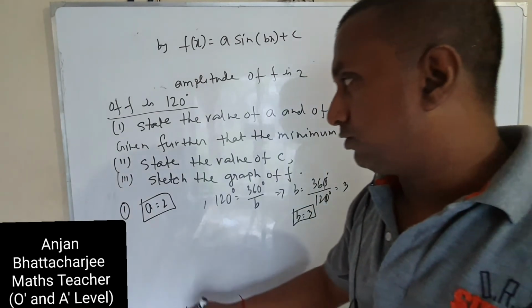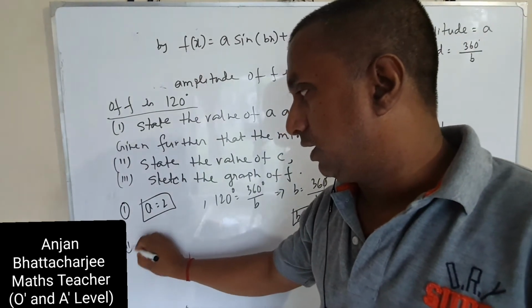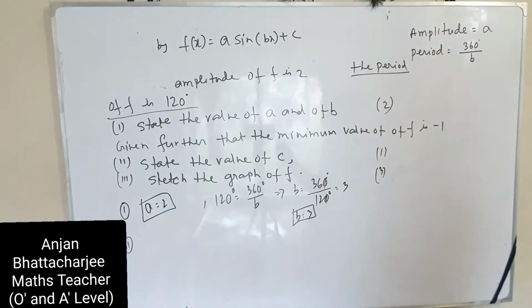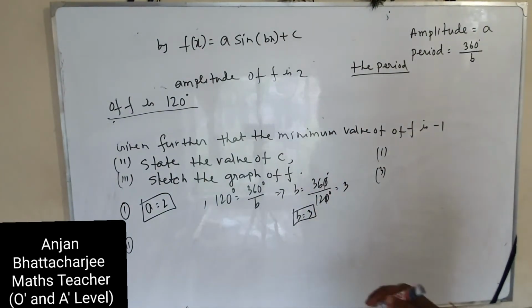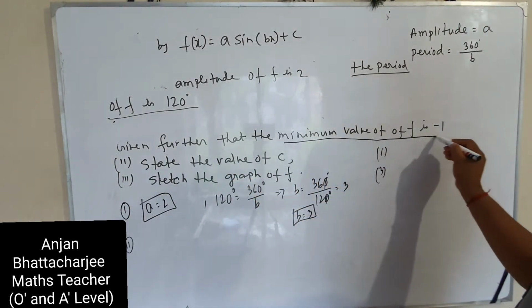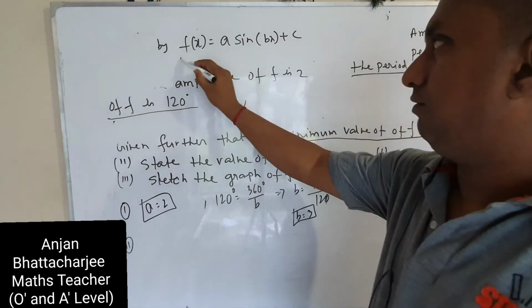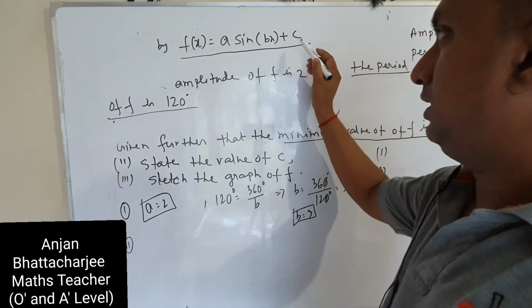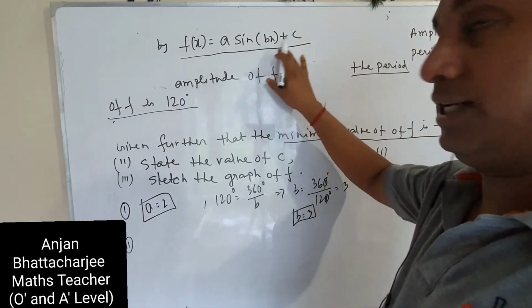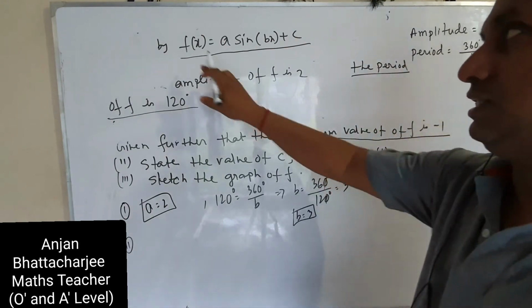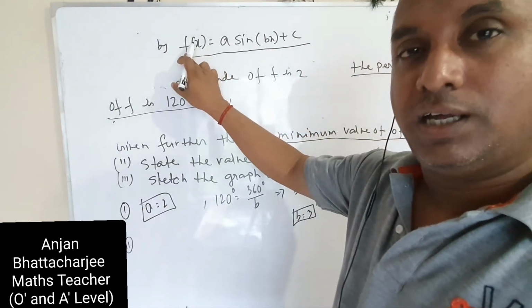Number 2 is also easy. Now we will find the value of c for 1 mark. That is, the minimum value of f is minus 1. What about f(x) equals a sin bx plus c? That is f(x) equals a sin bx plus c, and the minimum value of f is minus 1.